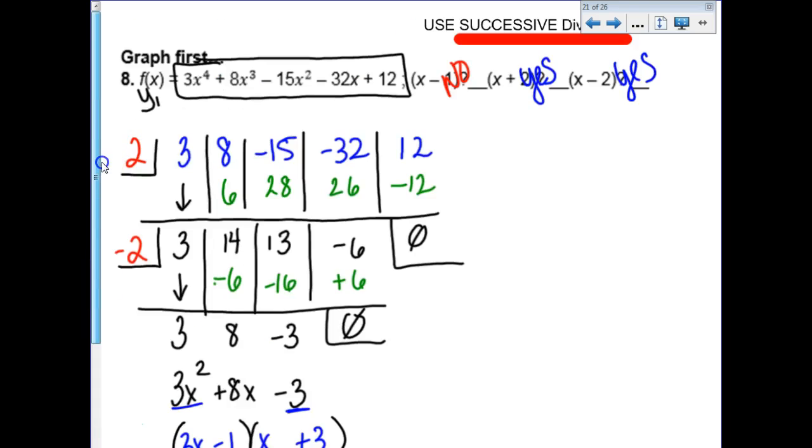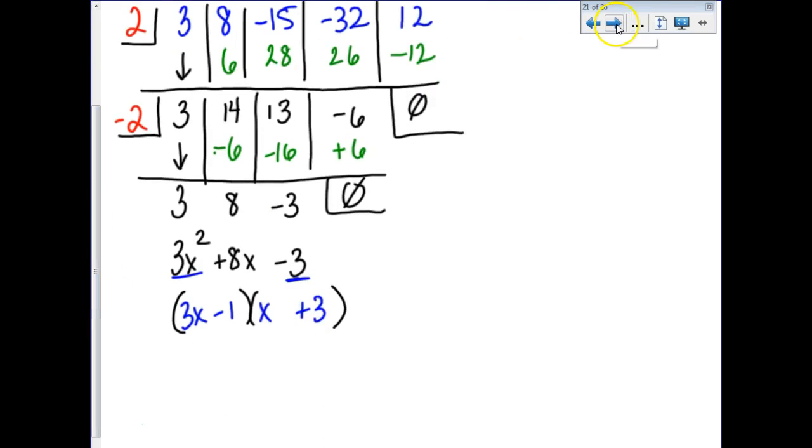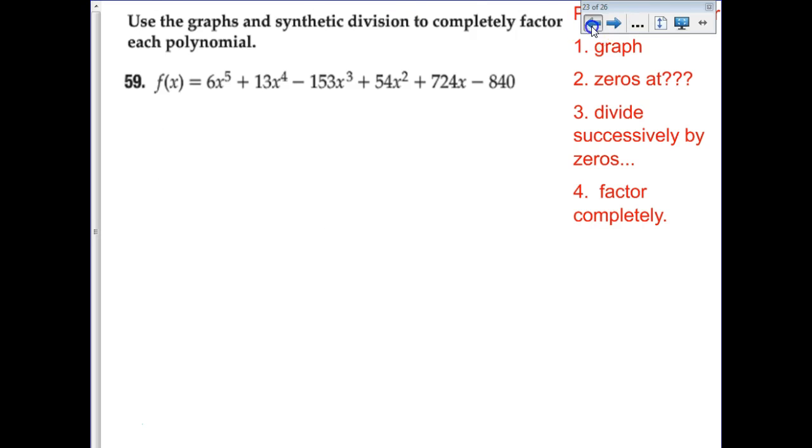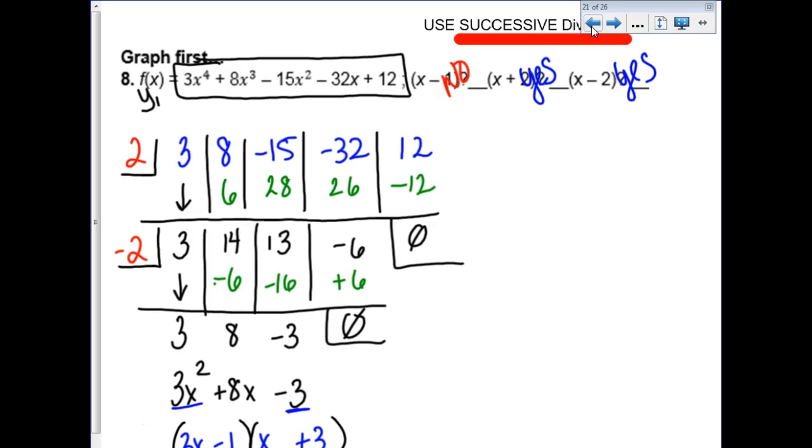Somewhere on my paper it said f of x in factored form. I think it's on the next... Oh, no, it's nowhere. Do you have a line for that? Okay, I don't. So factored form would be the ones I just found: 3x minus 1.